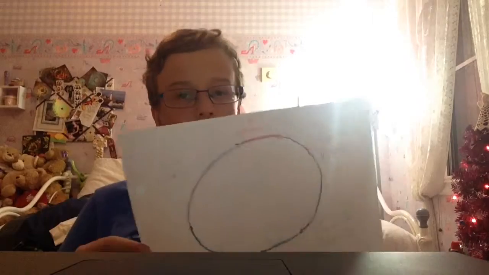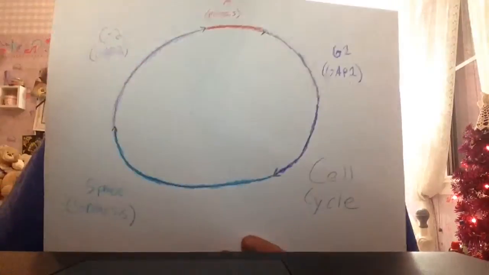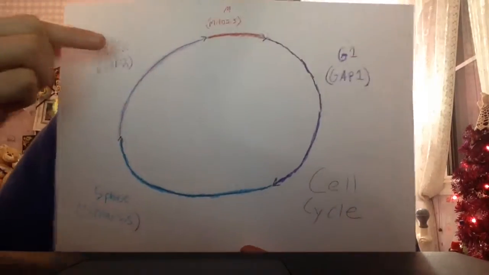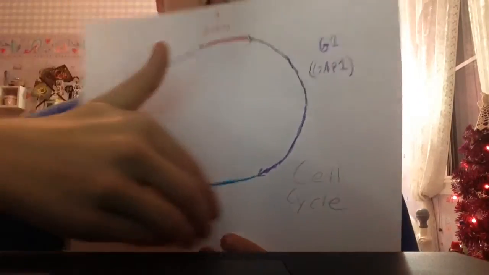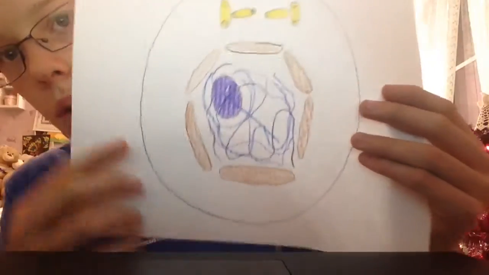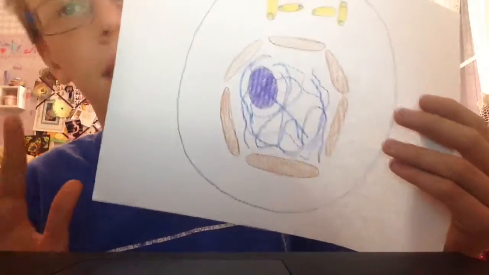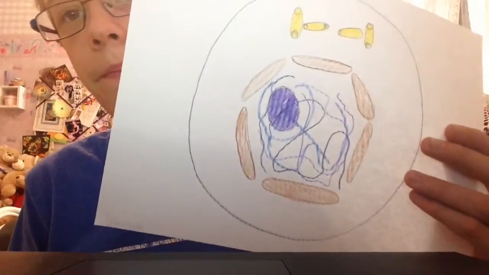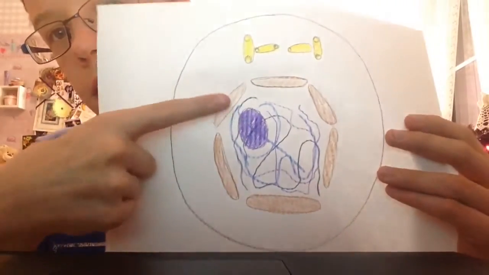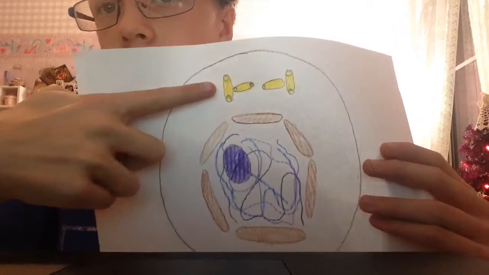So let's move on to interphase. Interphase is G1, S phase, and G2. So that's all of it. The cell spends most of its time in interphase. This is, for the most part, what a cell looks like while it's going through interphase. Inside all this squiggly stuff is chromatin, it's condensed chromosomes, and this is the nucleus, this is the nuclear membrane, and these are centrioles.